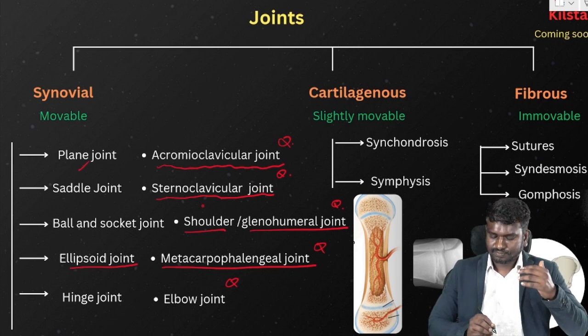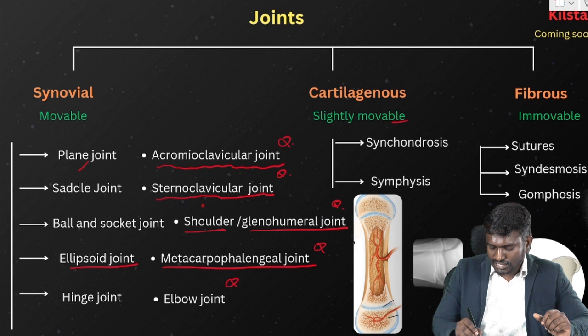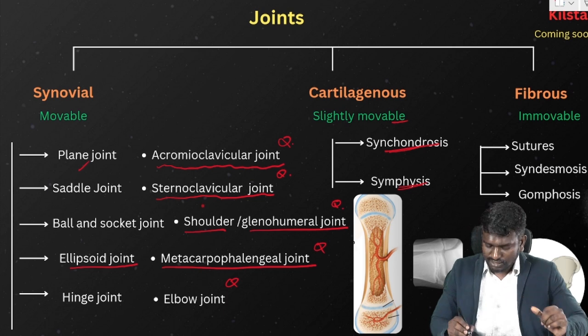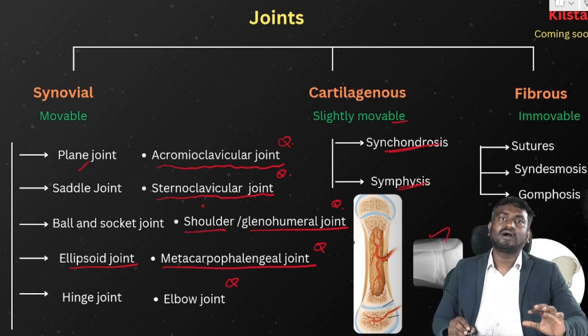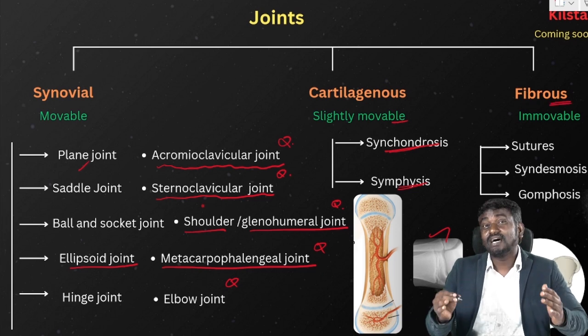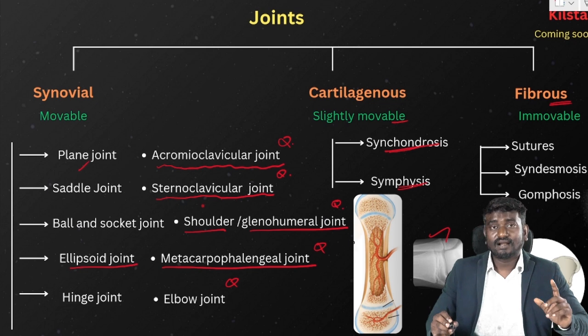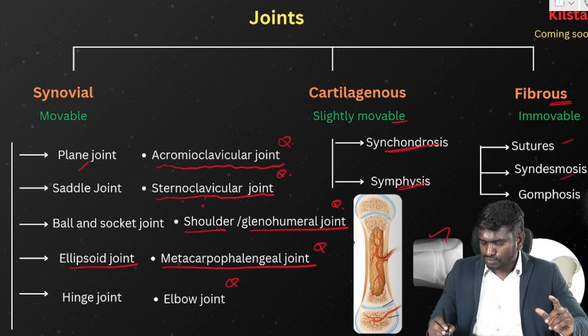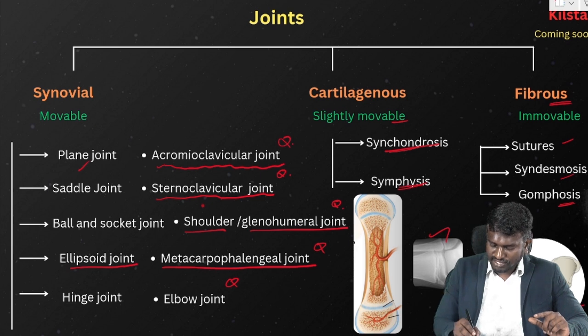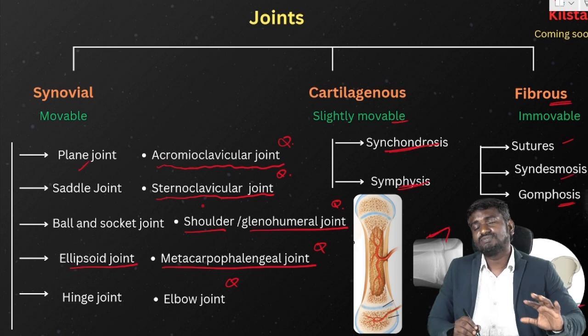Cartilaginous joints, slightly movable, are synchondrosis and symphysis, like the pubic symphysis. These are all partially movable. These are examples of what? Cartilaginous joints, where you can see the cartilages. Next, fibrous joints. These are immovable joints. There are sutures, syndesmosis and gomphosis. So here, this is an example of what? Symphysis, pubic symphysis, and here we can see an example of synchondrosis.